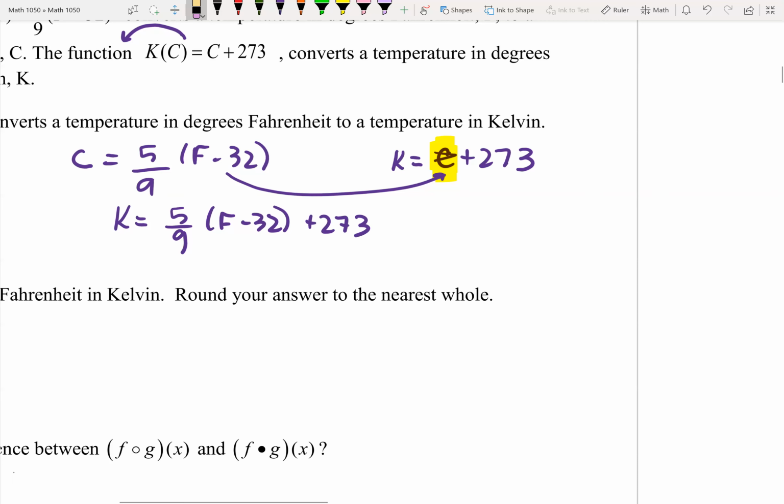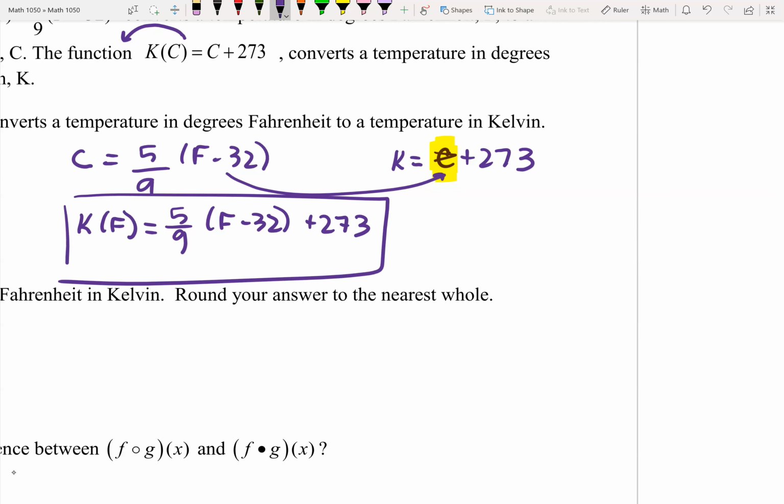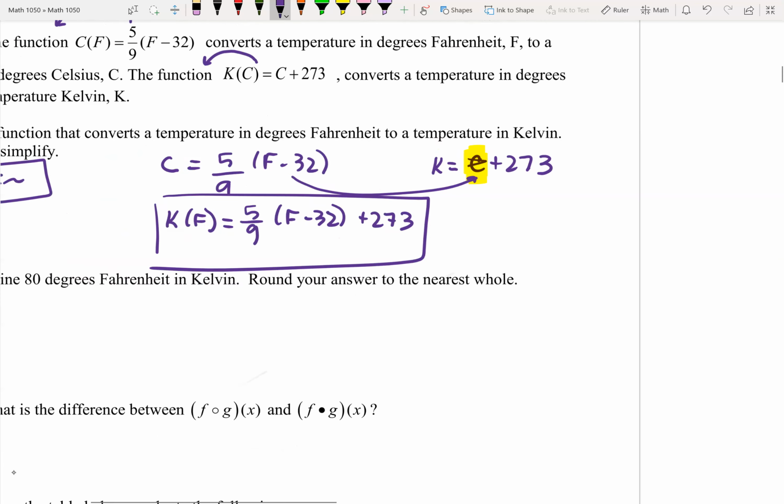And then this should be in function notation, which means I should write this as K in terms of F is equal to, and there's my answer. And we don't have to simplify that. We're just going to leave it.